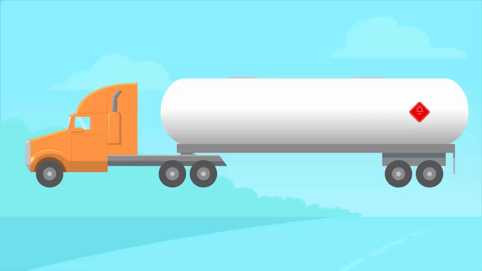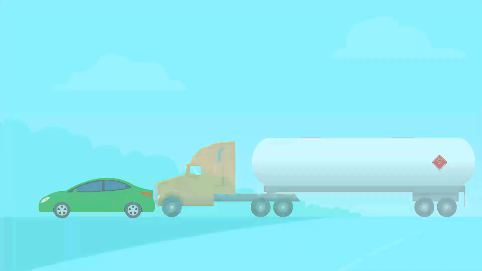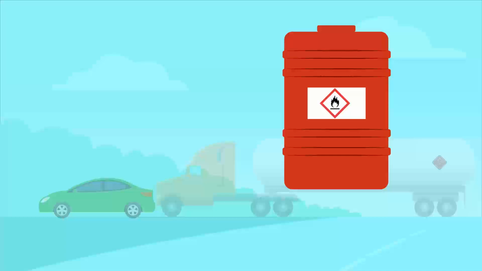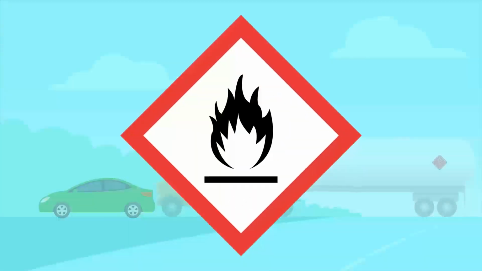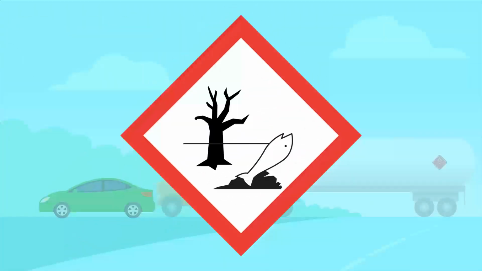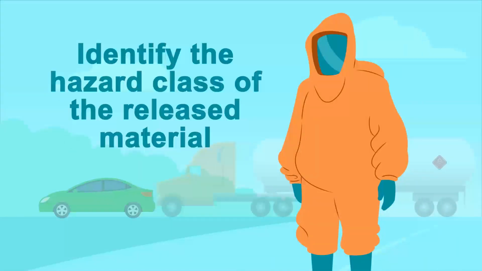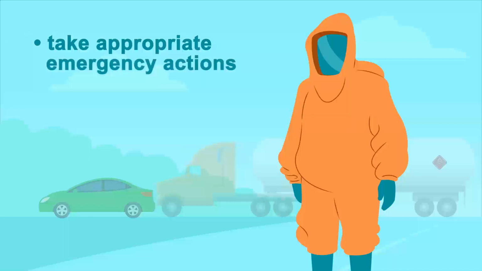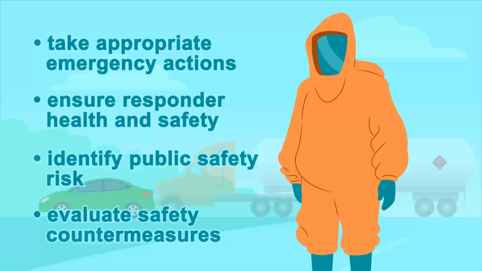Why should hazardous material information be recorded in the CR-3? Commercial motor vehicles, or CMVs, are complex vehicles, often with a cab and one or more attached trailers. If a crash involves a CMV equipped to carry hazardous materials, it is important to determine if the hazardous material was on board or released at the time of the crash. Because each hazardous material comes with its unique set of side effects and harm potential, it is imperative for emergency responders to identify the hazard class of the released material to take appropriate emergency actions, ensure responder health and safety, identify public safety risk, and evaluate safety countermeasures.